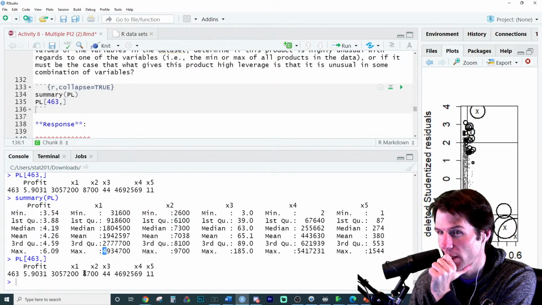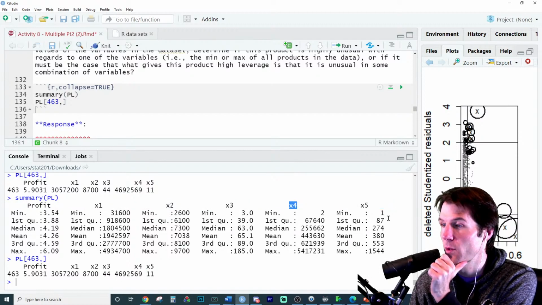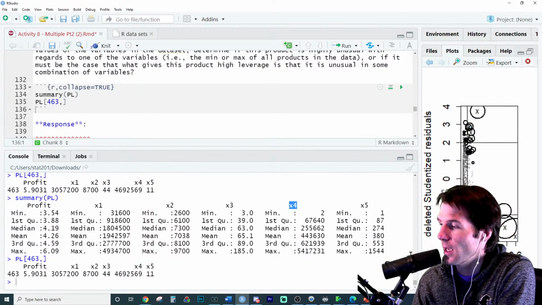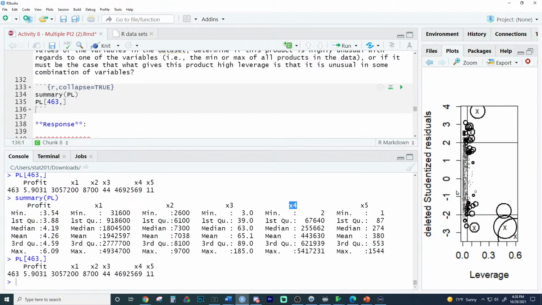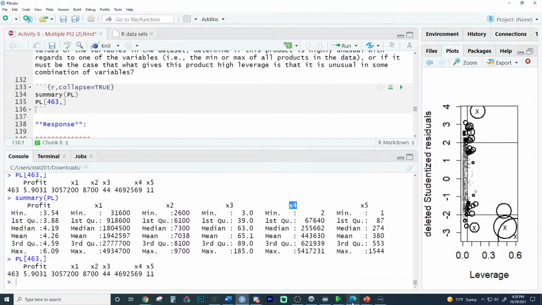They're towards the max of X2. X3 is not that unusual. X4 is towards the maximum of that. Because they're very high in X1, very high in X2, very high in X4, and they're extremely low in X5, that might be a very unusual combination for deleted studentized residual, Peyton. For deleted studentized residual, anything outside of -2 and 2 is unusual. Great answer right there, Peyton. And keep asking those questions if you have them.